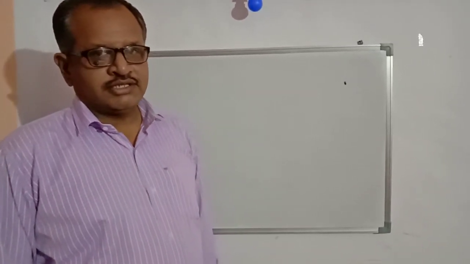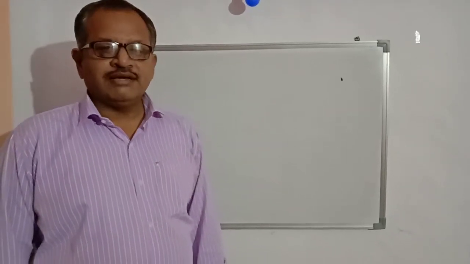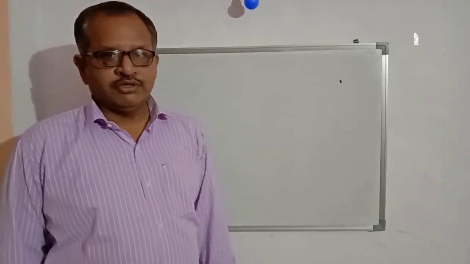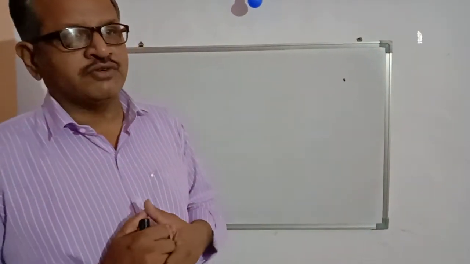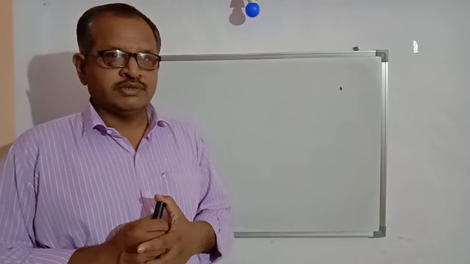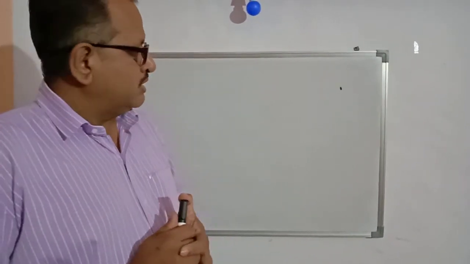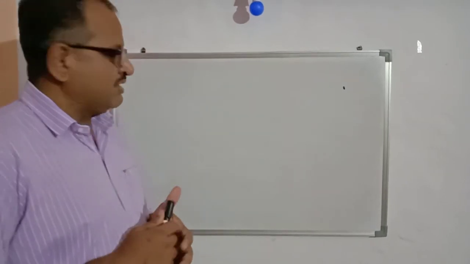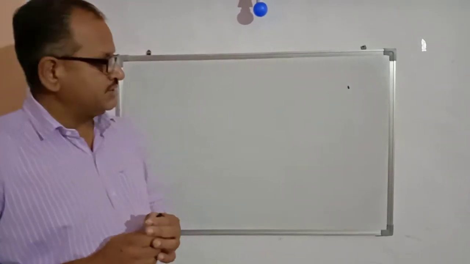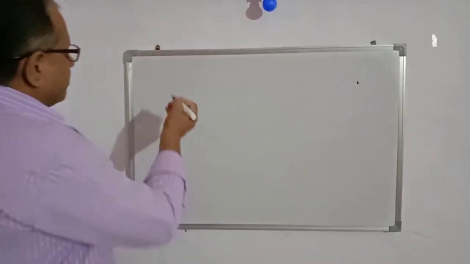Today we will see some more algebraic identities. In the previous videos we have studied a plus b whole square, a minus b whole square, a plus b whole cube, a minus b whole cube, and the special product x plus a into x plus b. So today we will discuss some more algebraic identities. See the next algebraic identity.